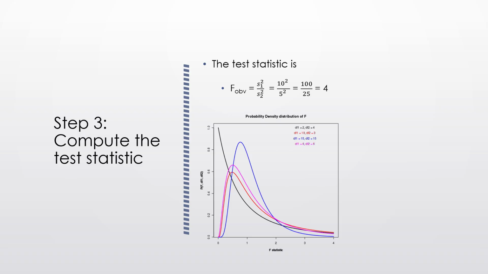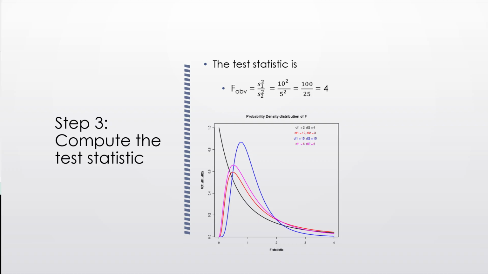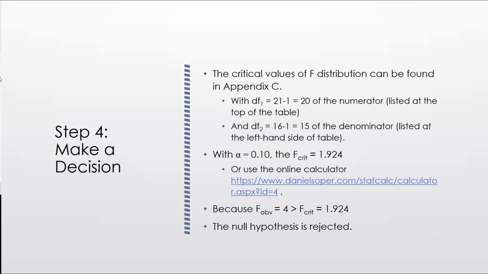Step 3 is the time to calculate the test statistic. The observed F value is the ratio of the two sample variances. In our example, the ratio of 10 squared to 5 squared is 100 over 25, which gives an observed F value of 4. In step 4, we decide whether to reject the null hypothesis by comparing P with alpha or the observed F value with the critical F value.